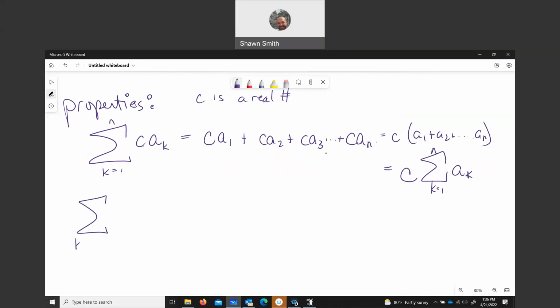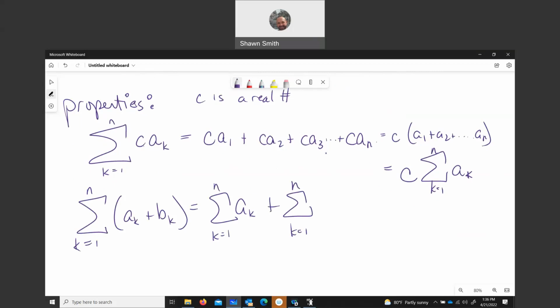If you have a summation of term plus term plus term plus term, you can split that up as summation of a term plus summation of a term plus summation of a term, to make it easier. So it just shows 2 of them, a sub k plus b sub k. The summation of just the a sub k plus the summation of the b sub k. Subtraction's the same as well, so if I put minus, you can subtract them.